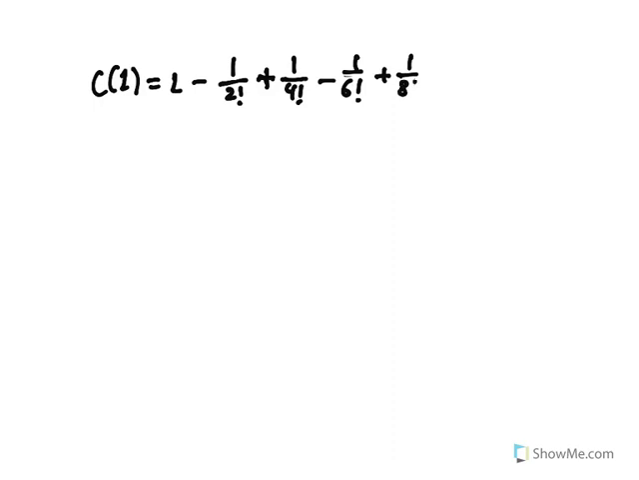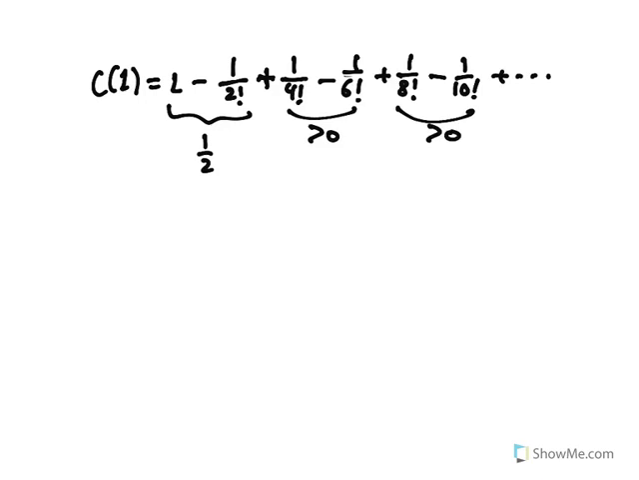Well, let me just write in a few more terms. All right, so this can be evaluated easily. 1 over 2 factorial is a half. 1 minus a half is a half. And then all these terms are positive, by the same type of argument we used before. All these groups of 2 are positive. So C of 1 is certainly bigger than a half.